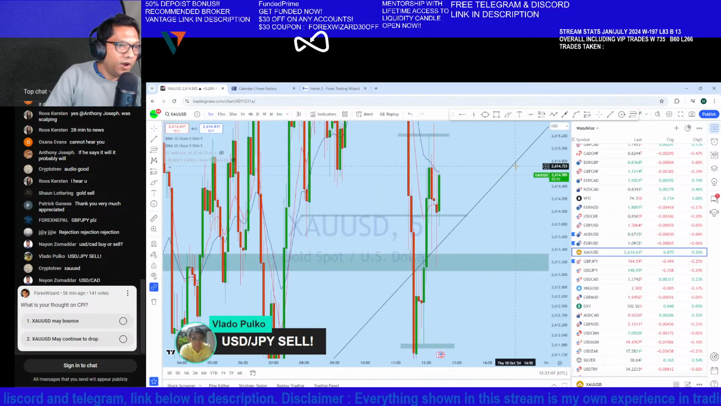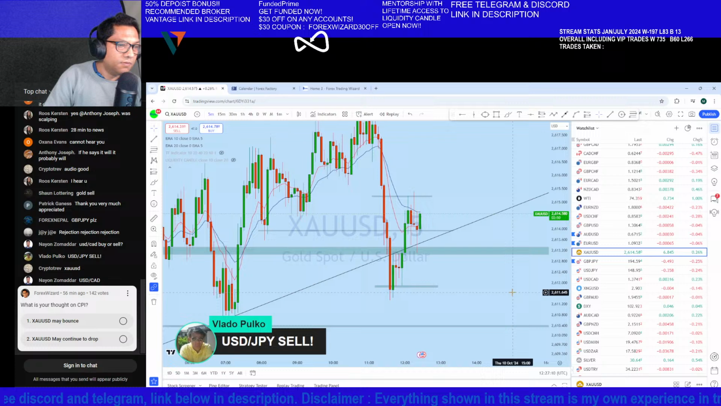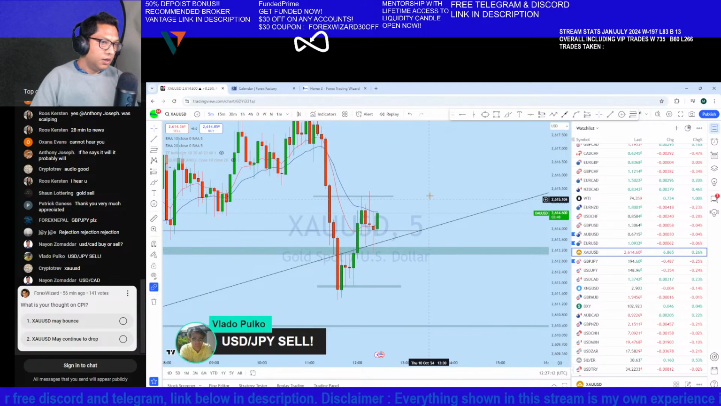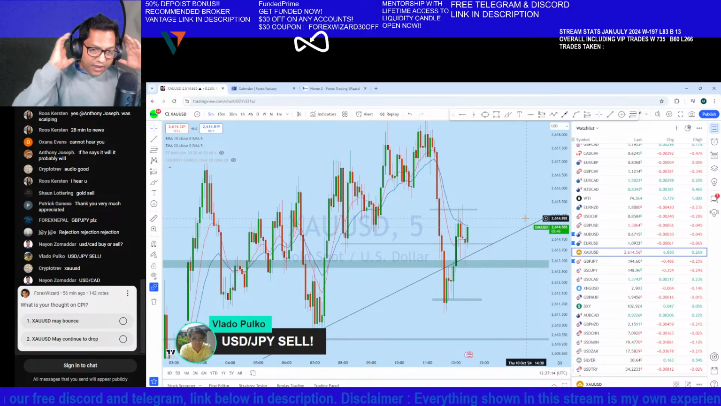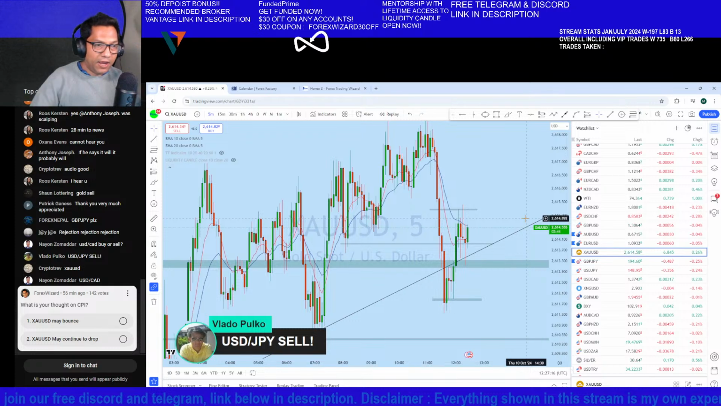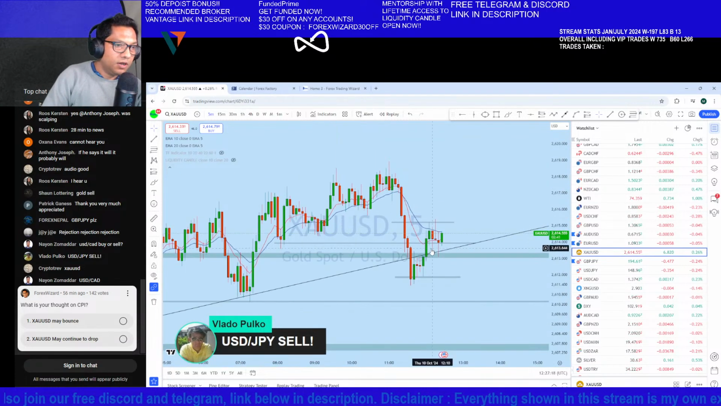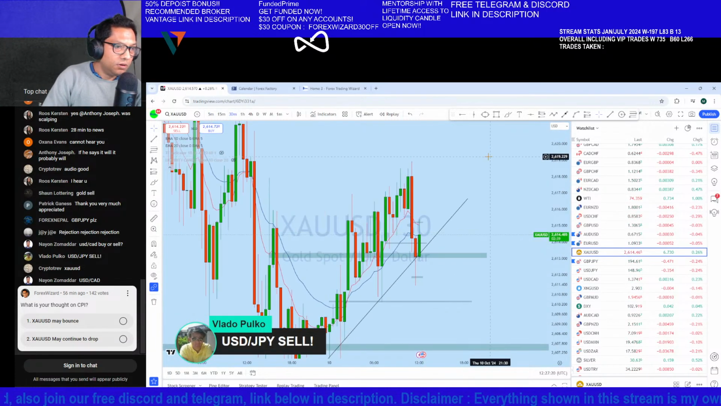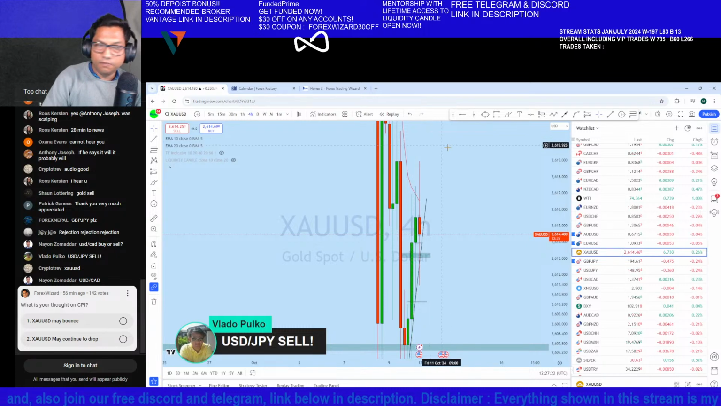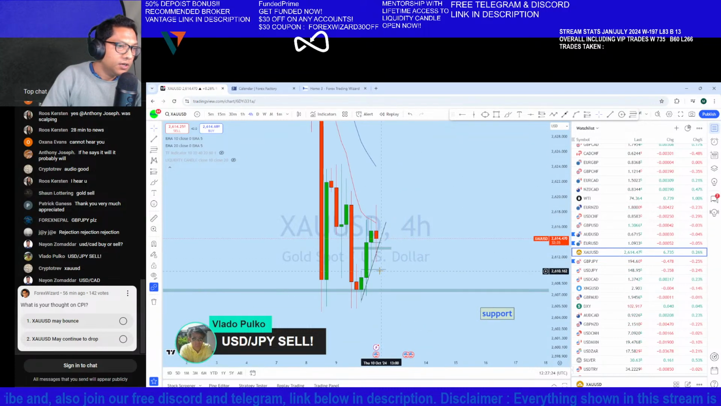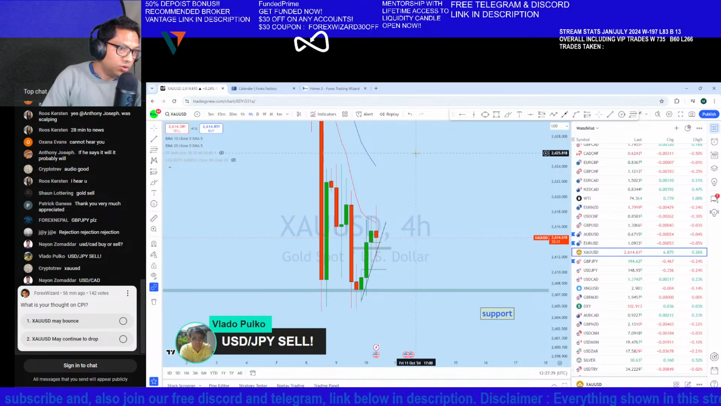So looking at 5 minutes again after this doji, the market is trying to revert, and we have only 3 minutes to go for the news to come up. And if it bounces, then we look at the 4-hour here. Okay, so you can see that the market structure here was bullish.